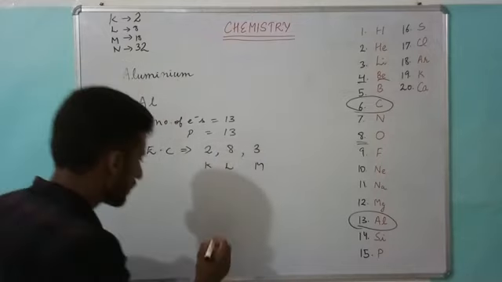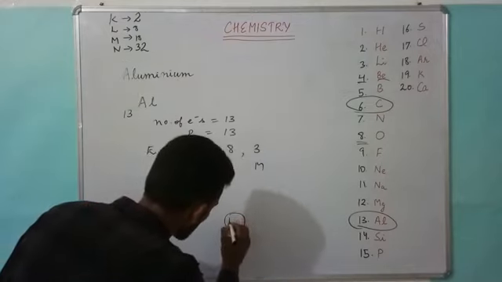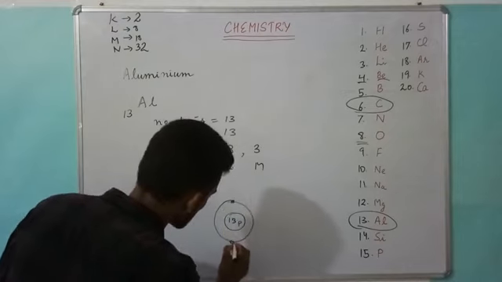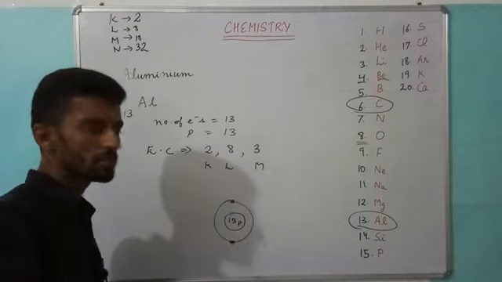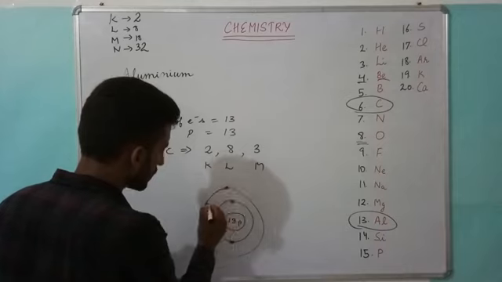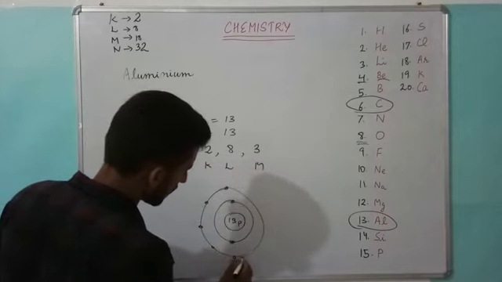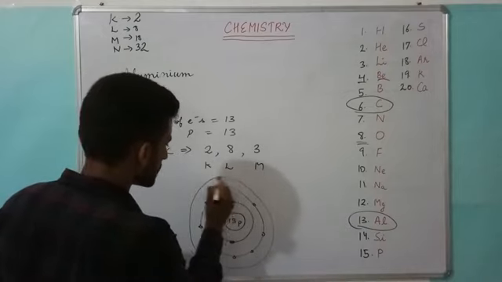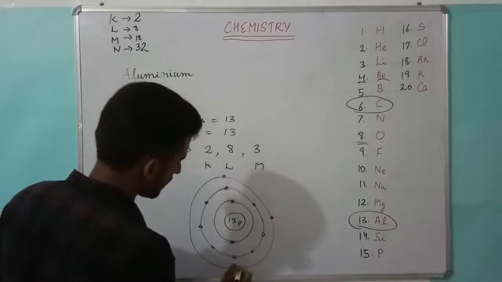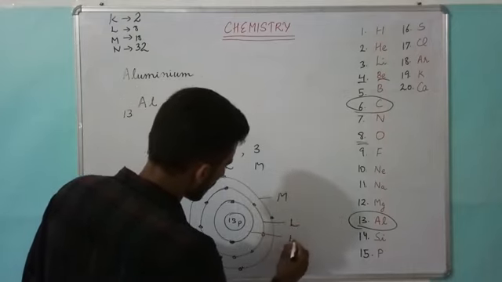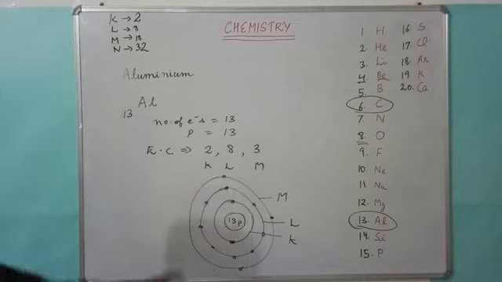So again we can draw in the center 13 protons, then K shell with 2 electrons. Dots represent electrons. This thing keep in mind. Then L shell 1, 2, 3, 4, 5, 6, 7, 8, and the last M shell 1, 2 and 3. So M with 3, L with 8 and K as usual it is 2. So this one is the atomic orbital structure of aluminium.